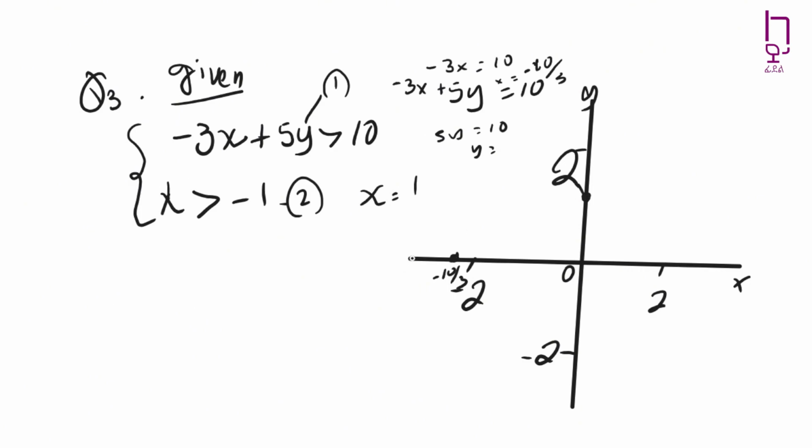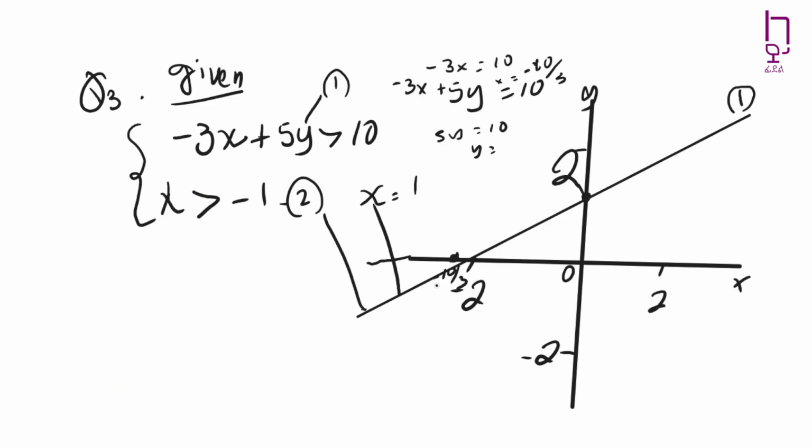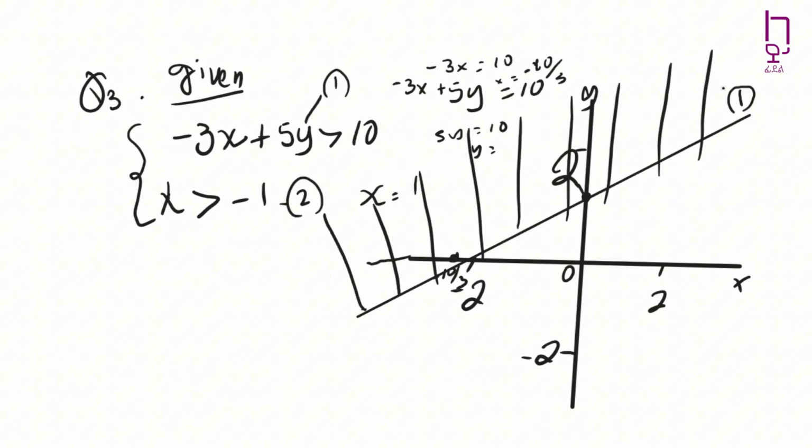So now I have 2 points. I'm going to join them and draw a line. So this is the graph for equation 1, or this inequality. So I'm going to shade the region. Here the inequality is greater than 10, right? So remember, there is a greater than here, and greater than means upward. So the area that is greater than is represented by this. So I'm going to shade it like this. Okay, I'm done with the first inequality.